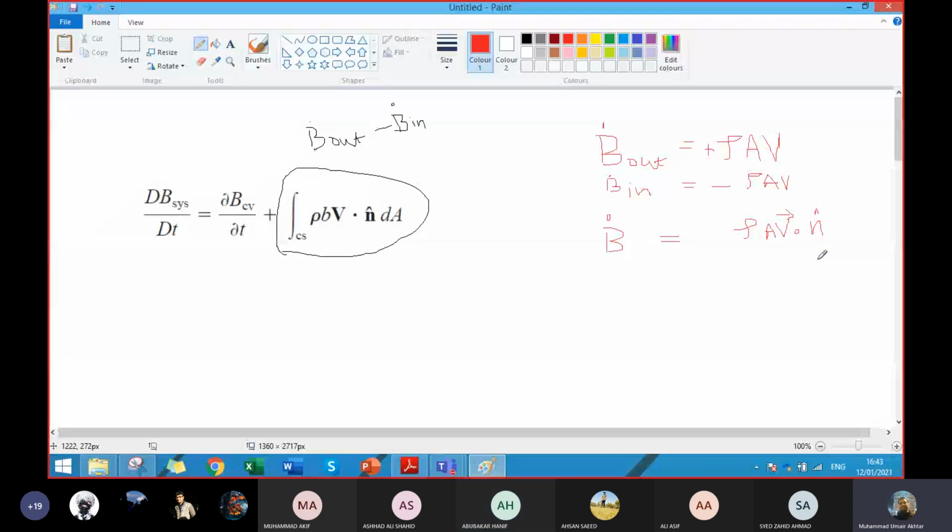If this is the control surface and the mass is flowing, like let's say the property B is flowing like this into it, the area normal of this surface would always be outwards, right? Area normal hamesha outward hota hai. Kisi bhi surface ka, uska area normal hamesha outwards hota hai. So in this case v dot n would be anti-parallel, right? Would be negative. Is it clear? Yes sir, v dot n would be negative, that is less than zero.